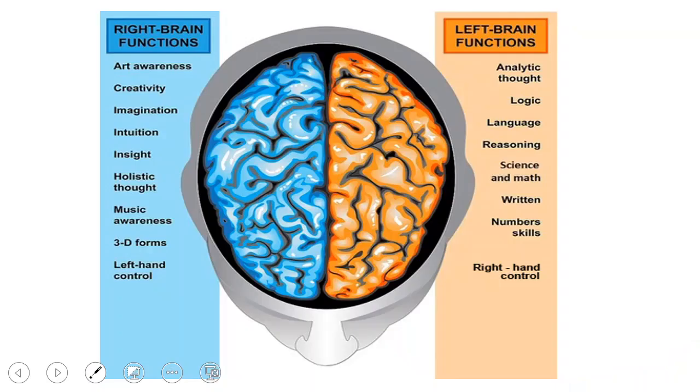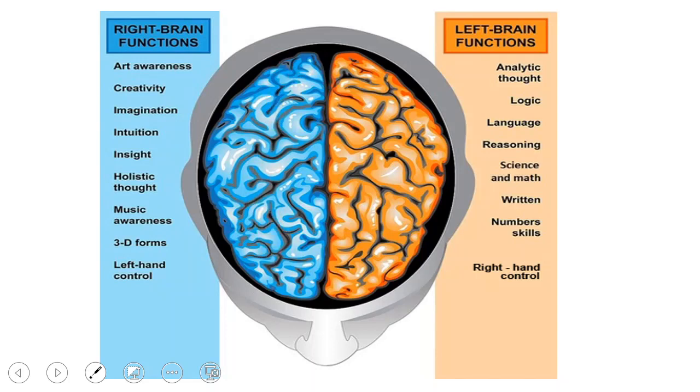So what kind of functions are controlled in each part? It is well known that the left hemisphere controls the right side of the body and the right hemisphere controls the left side of the body. But other than this, all the logic and language and critical thinking and reasoning takes place in the cerebral cortex of the left hemisphere, and all the creativity and imagination and intuition, all of these are controlled by the right hemisphere, the cerebral cortex of the right hemisphere.